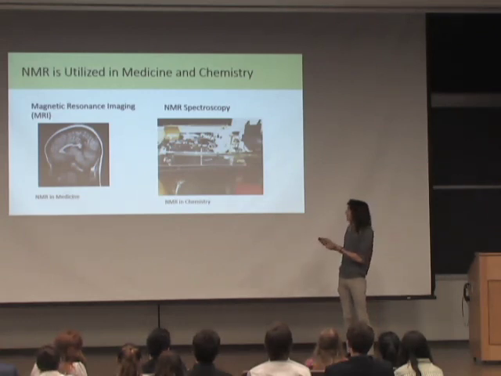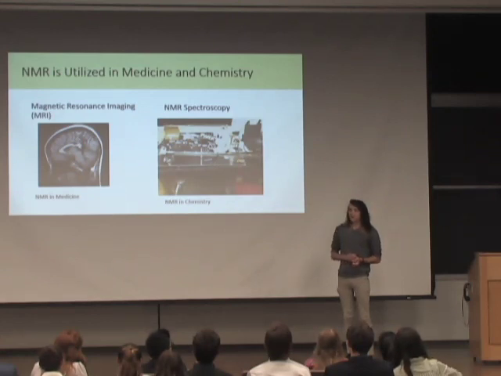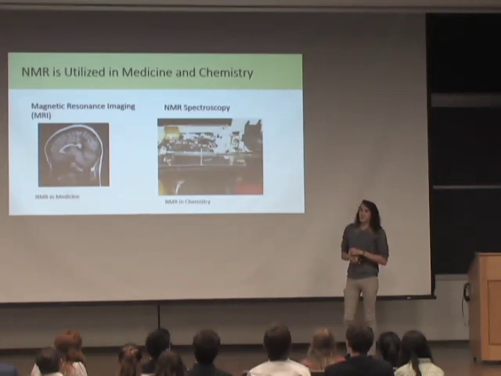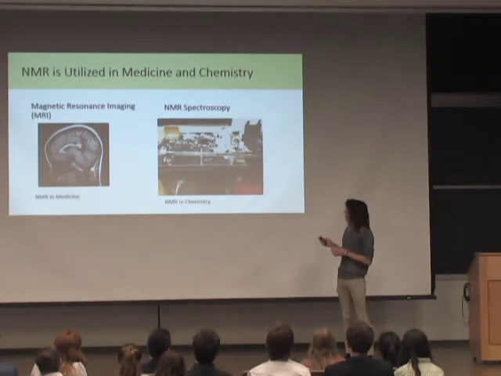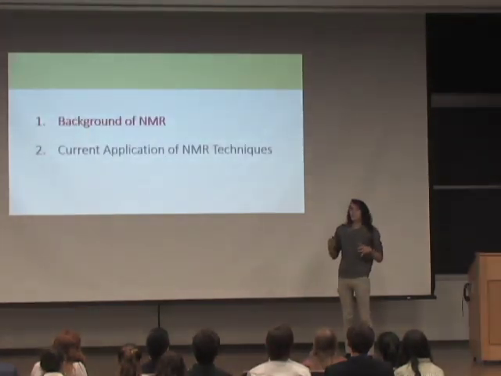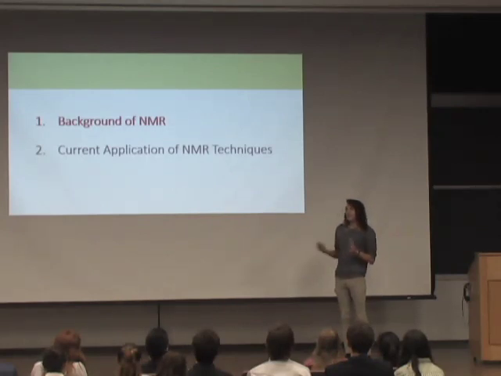It works on the principle of nuclear magnetic resonance, and this is useful in chemistry for NMR spectroscopy. With one simple set of analytical tests, we can determine structure of molecules, properties of materials, and even dynamics of molecular systems. So now I'd like to talk to you about the background of NMR and how it works.